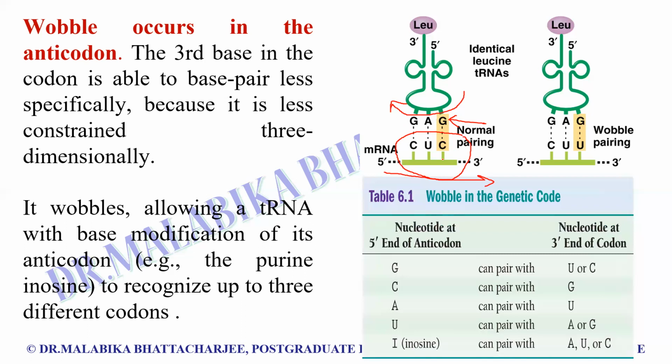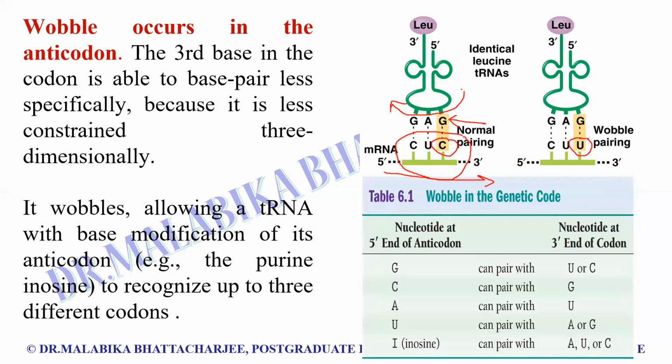The third base in the codon is C. And just now from the picture of the genetic code, we saw that if the first 2 bases remain constant and there is a change only in the third base, for all the 4 position changes, we are getting the same amino acid. Now look at this picture. The C has changed to U.